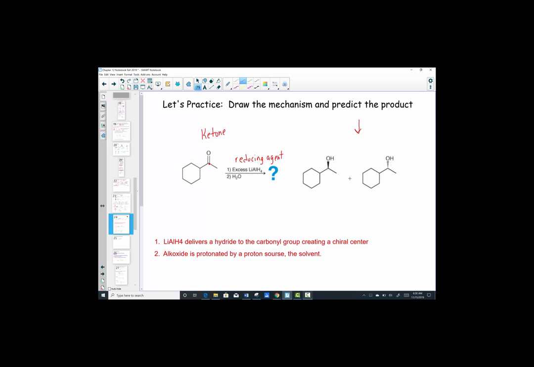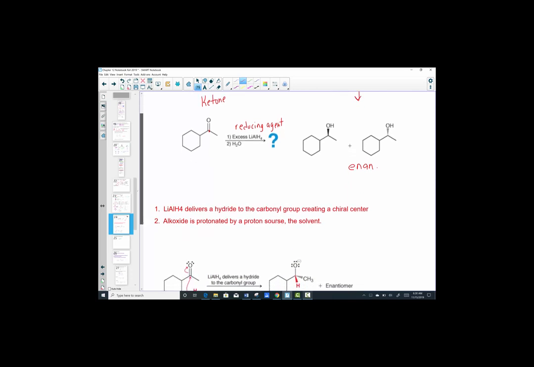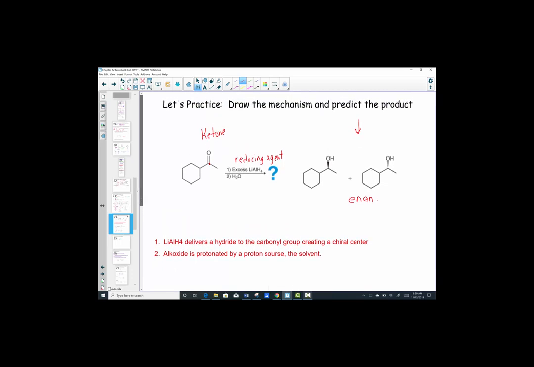The ketone is going to turn into an alcohol. That's the function of the reducing agent. And then I will do so by producing enantiomers as well. But what we're asked to do is to actually show the mechanism. So we have a step 1, deliver the hydride, creating a chiral center, and then protonate that alkoxide with the solvent. So go ahead and give that a try, and let's see what we can come up with.